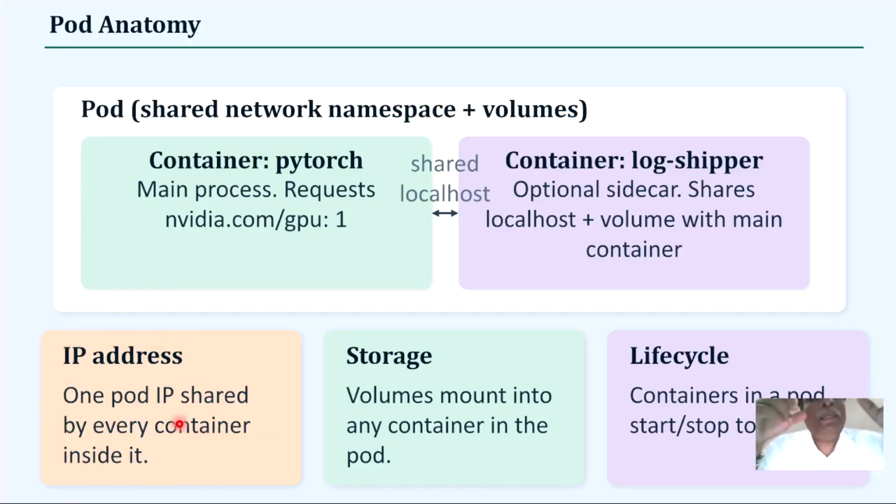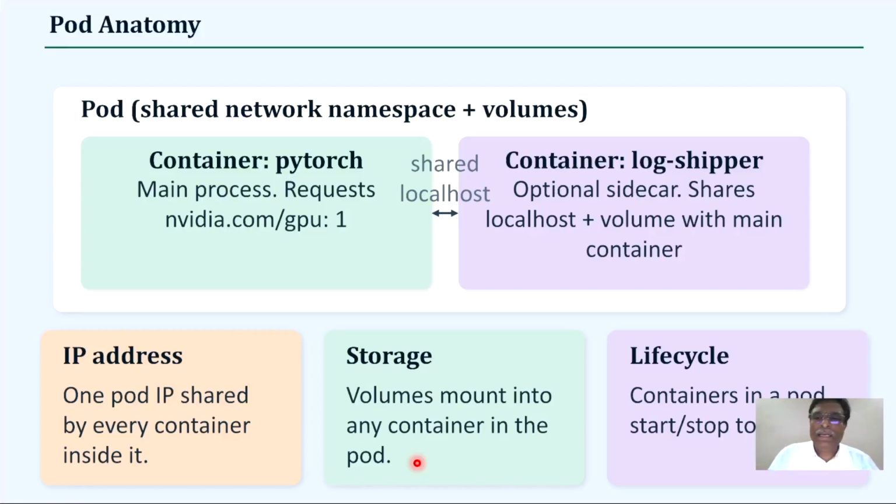So that basically means IP address wise, if you see, one pod IP shared by every container inside it. So the basic idea here is there can be a lot of containers running in a pod, and that pod will be a shared network namespace and volume, and it has got one IP address basically. It will be shared by every container inside it. Storage basically means volumes mount into any container in the pod. So all the containers will be able to access that volume mount of storage.